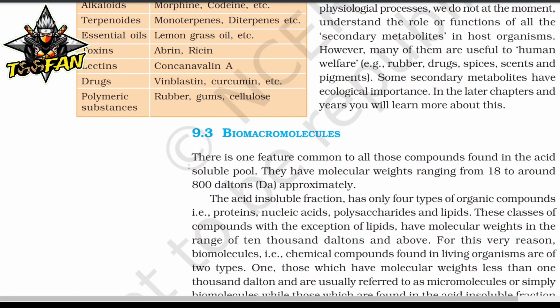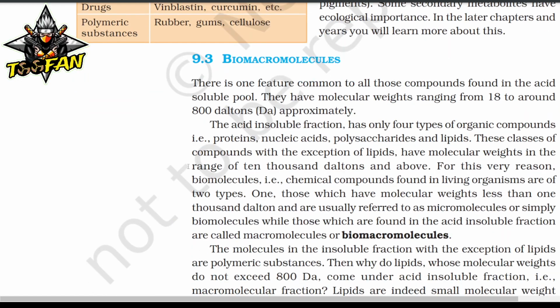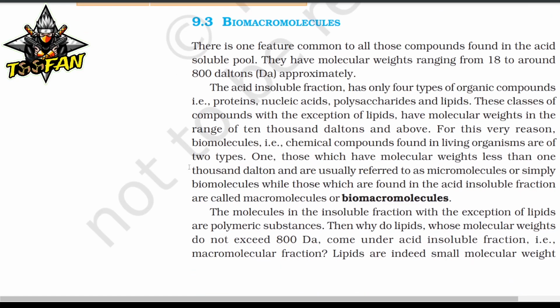For this very reason, biomolecules, that is chemical compounds found in living organisms, are of two types. One, those which have molecular weight less than 1000 Dalton and are usually referred to as micromolecules or simply biomolecules, while those which are found in the acid-insoluble fraction are called macromolecules or biomacromolecules. The molecules in the insoluble fraction, with the exception of lipids, are polymeric substances.